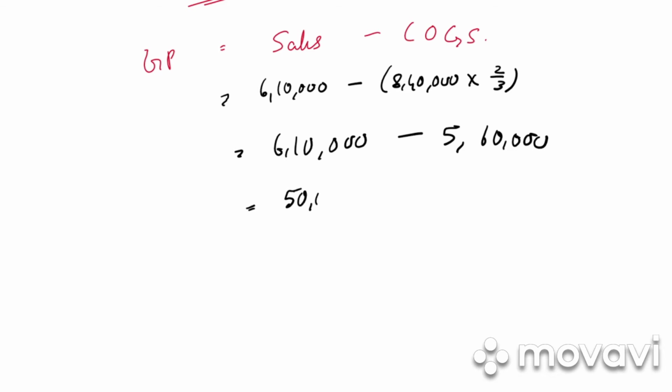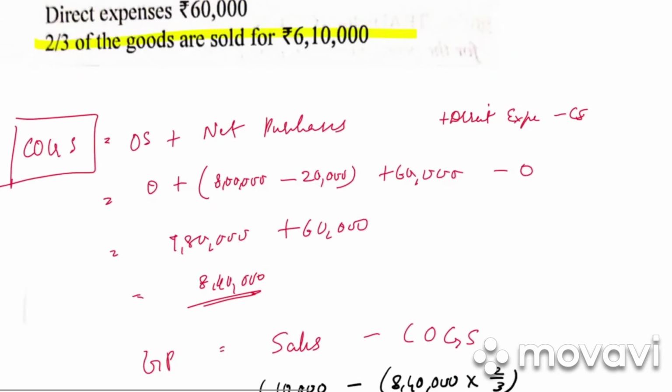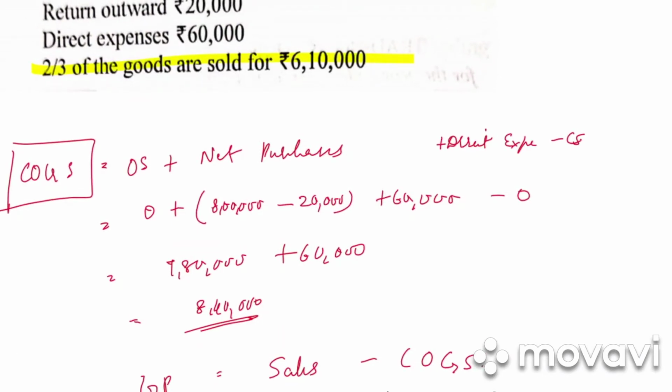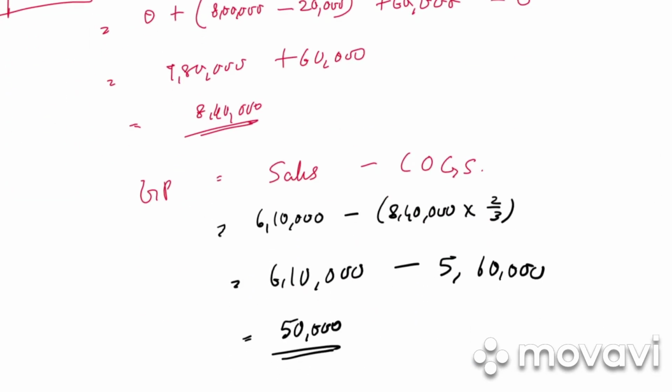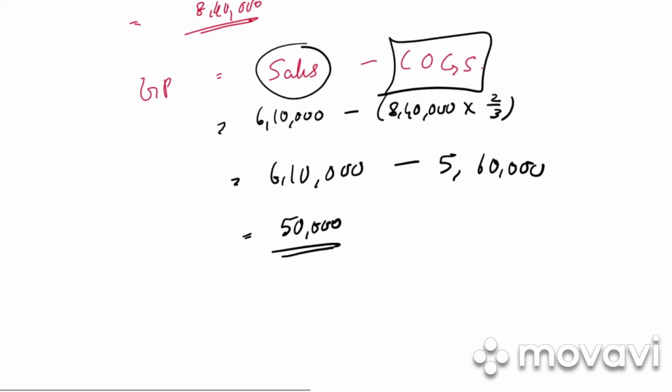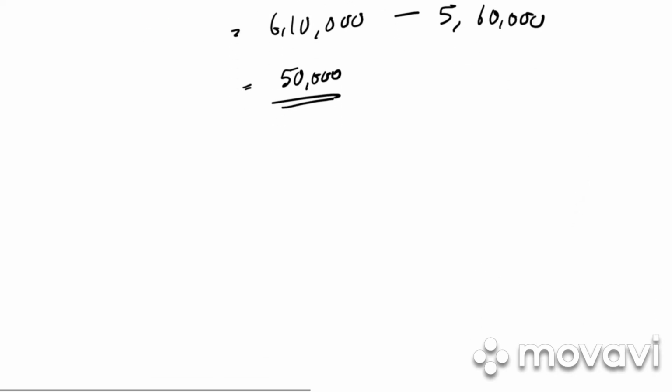So it is how much? 50,000. Why have we done this? Because they have said that 2/3 of the goods are sold for 6,10,000. So the sales is of 2/3 of goods. So cost of goods sold also should be for 2/3 of the goods and not for the full amount. Clear?